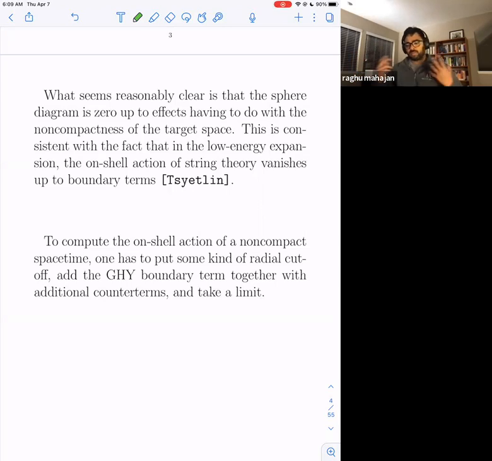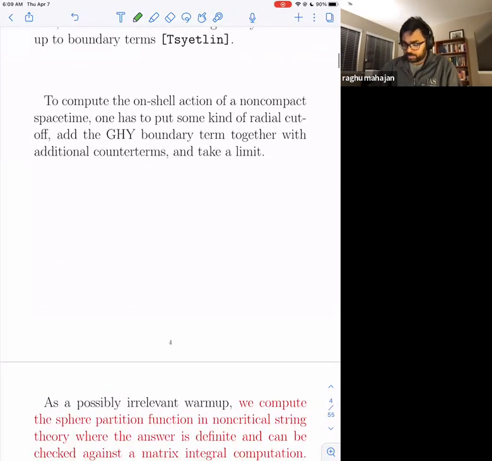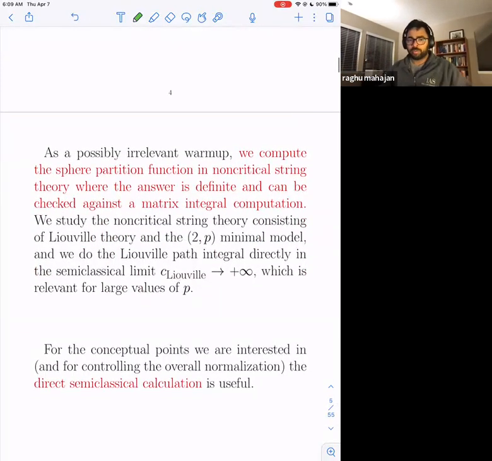So this is another reason why it's kind of weird, because it's clear that the effects have something to do with the boundary terms in non-compact spacetimes. And usually boundary terms are subtle, and so that's part of the problem. Okay, but we don't worry about all of that.